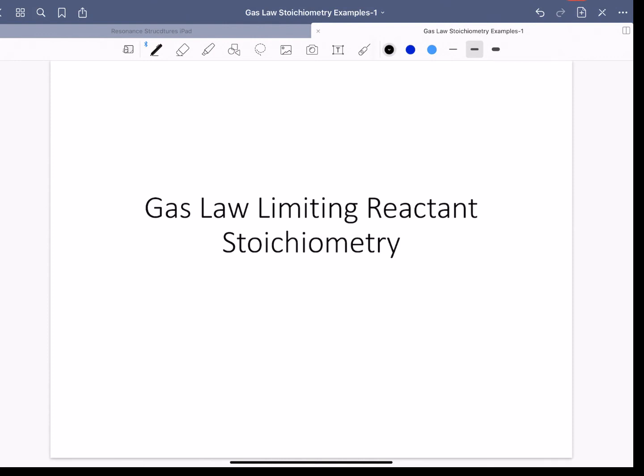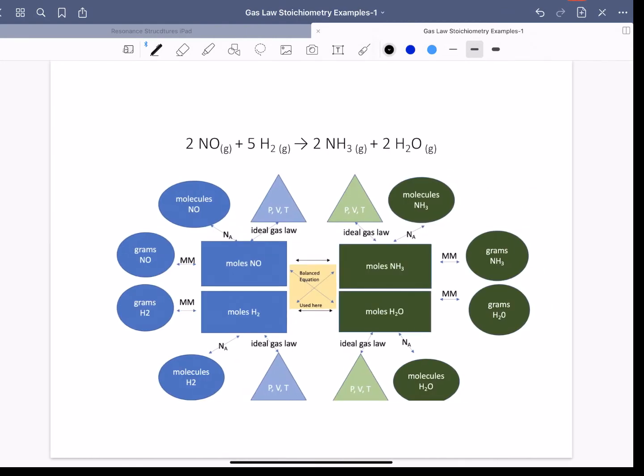In this video, I will walk through an example of limiting reactant stoichiometry, which requires gas laws. So nitrogen monoxide and hydrogen gas react to form ammonia and water. And in this example, we're going to focus on how much ammonia can be produced. We're going to start with information about nitrogen monoxide that we can plug into a gas law to find the moles of nitrogen monoxide. And then we'll use the 2-to-2 ratio in the balanced chemical equation to find the moles of ammonia.